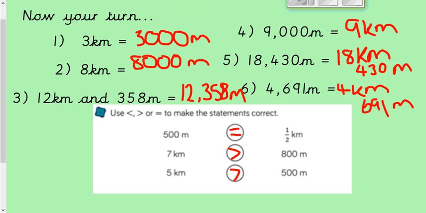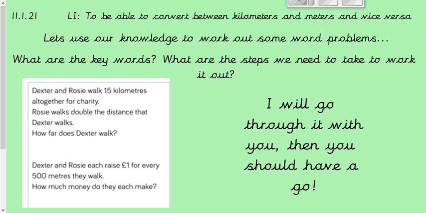So hopefully that all made sense. Let's have a look at a problem solving question together then. So let's use our knowledge to work out this word problem. I'll read it through. I want you to think about what the key words are for this question and what are the steps we would need to take to work it out.